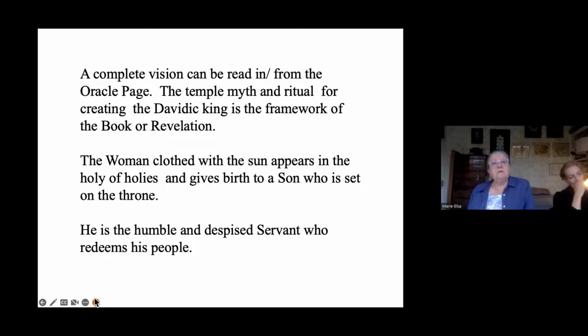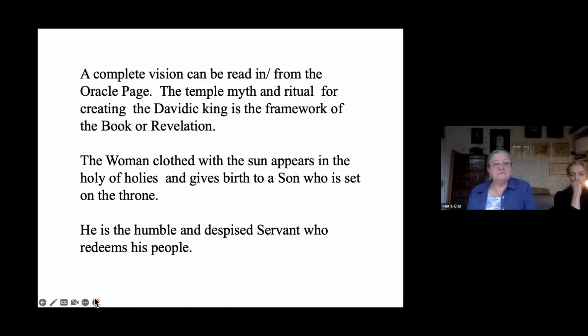And the temple myth and ritual, I've said this already, is the framework for the book of Revelation, the coronation of the Davidic king. If you remember, right in the middle of the book, and the book of Revelation is also in 2 halves, just like one of these lead tablets, right in the middle, the woman clothed with the sun appears in the Holy of Holies and gives birth to a son who is set on the throne. So this is coronation material.